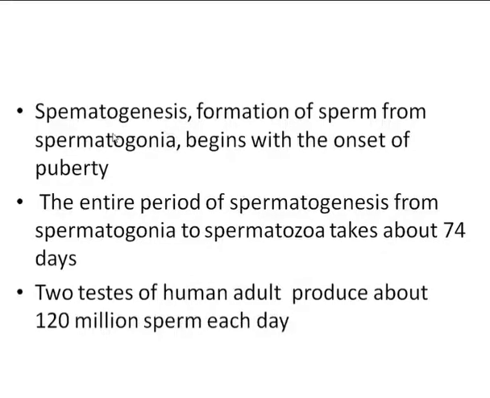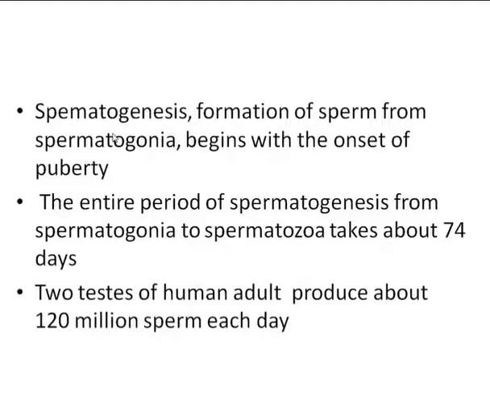The two testes of a human adult produce about 120 million sperm per day. This is for the 74 days of the entire period of spermatogenesis. I have told you that until the person reaches the pubertal phase, the spermatogonia are in a dormant phase. But when the person reaches the pubertal phase, now these steps will occur.